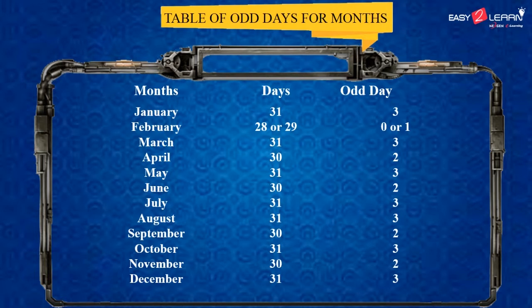Similarly, for March, there are 3 odd days. For April, there are 2 odd days. For May, again there are 3 odd days. For June, 2 odd days. For July, 3 odd days. For August, again 3 odd days. For September, 2 odd days. For October, there are 3 odd days. For November, 2 odd days. And for December, there are 3 odd days.